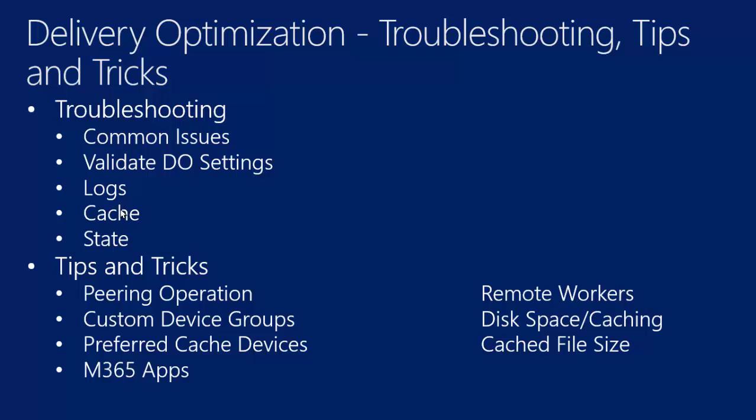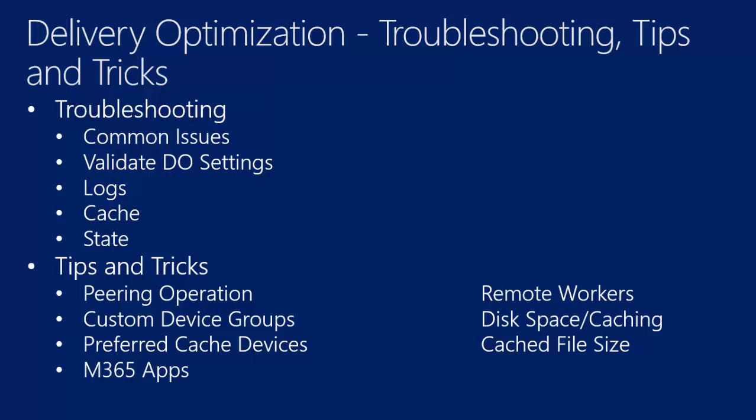I've shown you how to get to the cache folder, and I've also mentioned there's the state folder, right? Now, in terms of a few tips and tricks, I've shared with you already the peering operation. Windows workstations that are enabled for delivery optimization will only peer with workstations. Servers that are enabled for delivery optimization will only peer with servers, right? And on workstations, delivery optimization is enabled by default. On servers, it is disabled by default. So that's one thing to understand.